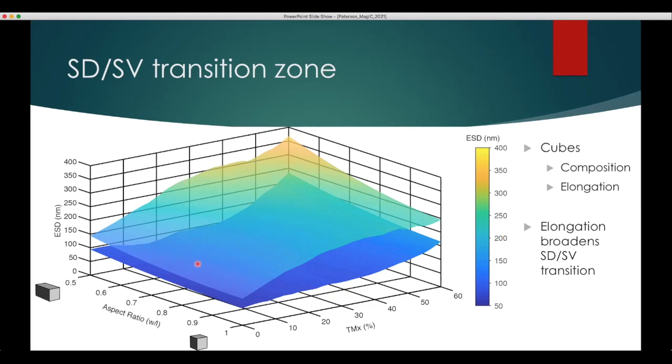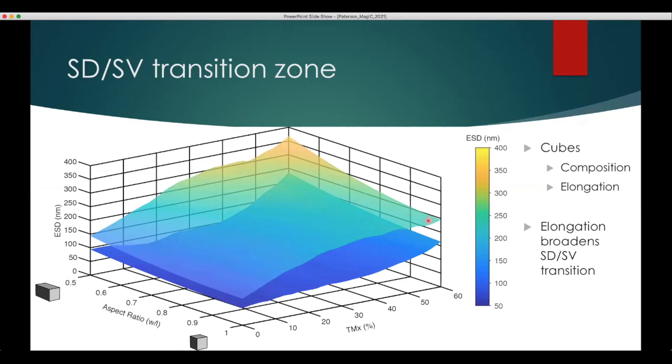So what we're showing here is our titanomagnetite composition along this axis, and our aspect ratio, or elongation, along this axis. 0.5 corresponds to a grain that is two times longer than it is wide. This bottom surface corresponds to the single domain threshold, so anything below this bottom surface is a uniformly magnetized state, and anything above this upper surface is a pure vortex state. Everything sandwiched in between these two layers represents the transition zone.